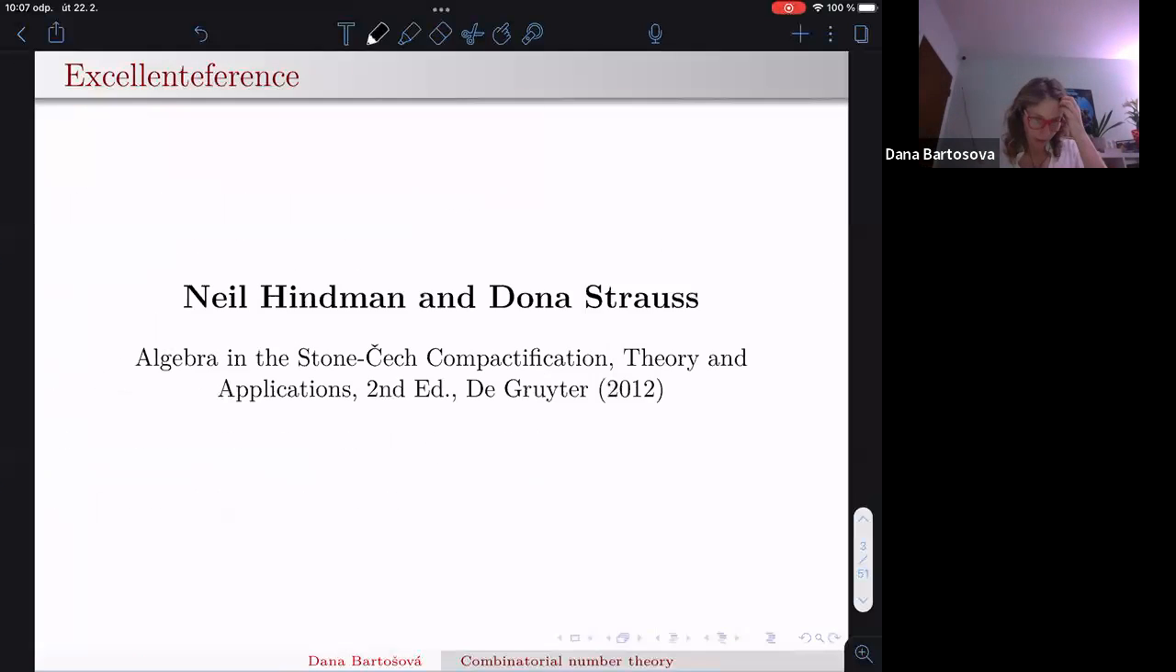So, this is an excellent reference, which for some reason didn't type as it should be. Excellent reference. Well, that's a new expression maybe. So this is not specifically a book on combinatorial number theory, but the methods that we will be presenting here all appear in there. It's a classic now in this field.